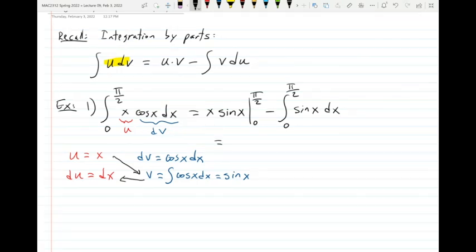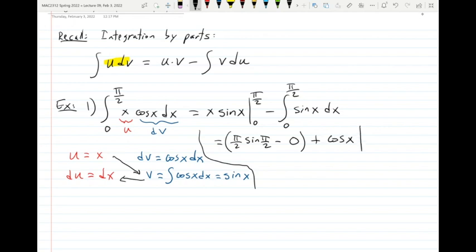Okay, so over here I'm going to go ahead and evaluate this first part. So that's going to be pi over 2 times sine of pi over 2 minus 0, because 0 times sine of 0, that's just 0. Then minus, and now let's integrate the second integral. So the integral of sine, that's negative cosine, right? So this is going to be a plus. I'm going to put cosine of x, and then evaluate from 0 to pi over 2.